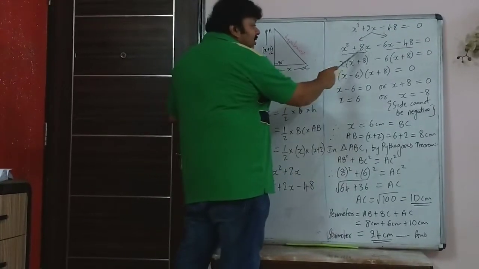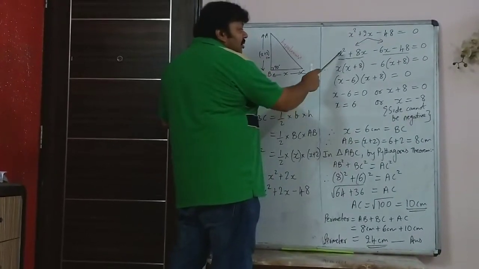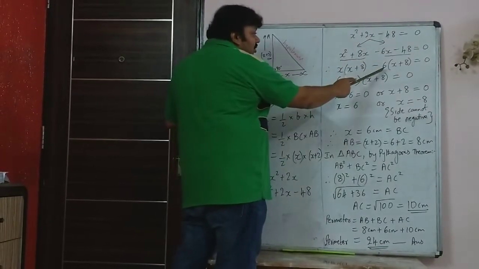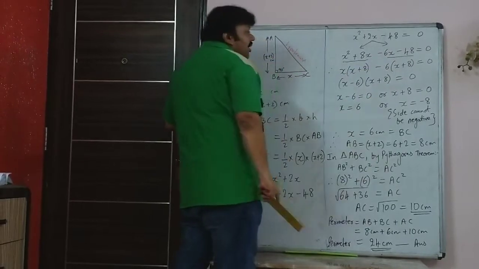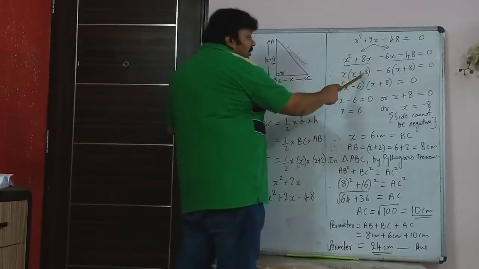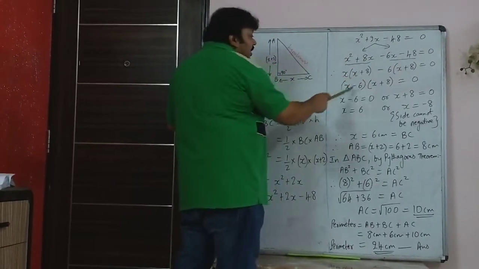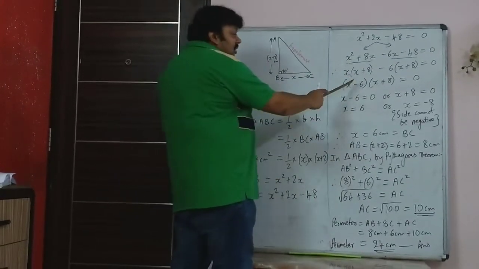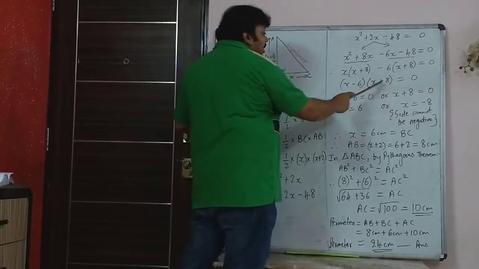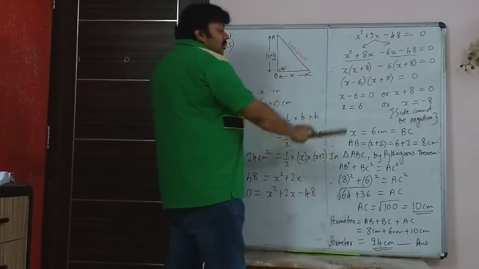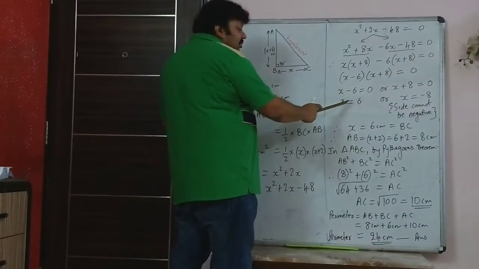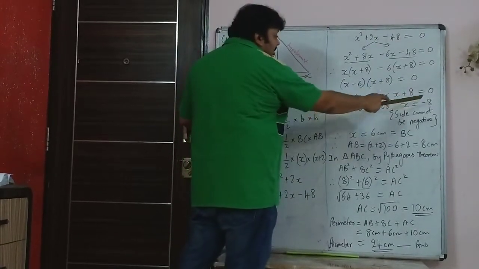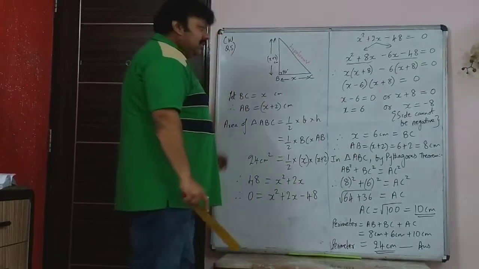So you pair the first two, take x common, the bracket would be x plus 8, minus 6 common, bracket would be x plus 8. So then x plus 8 is common, take x plus 8 common, the second bracket would be x minus 6. So this means x minus 6 is 0 or x plus 8 is 0. So if x minus 6 is 0, that means x is equal to 6. Or if x plus 8 is 0, that means x is equal to minus 8.